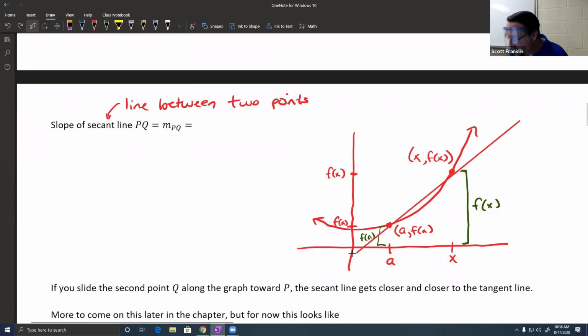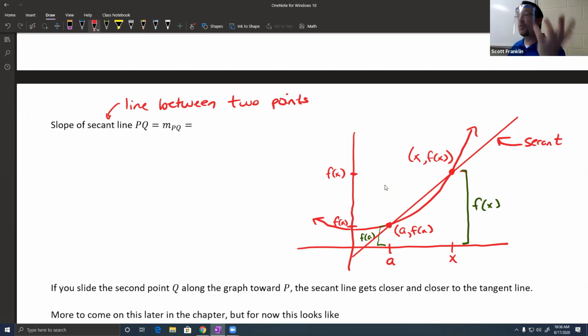I want that line to go exactly through those two points. Like that. So that would be called the secant line. Now, if we knew all the values, if we knew what F was, we knew what the A was, and we chose an X value, it's just a numerical calculation. So I'm doing this kind of in general right now, but this formula now is going to be, I'm going to write it, I've got more space down here.